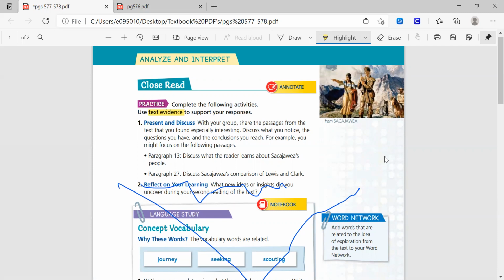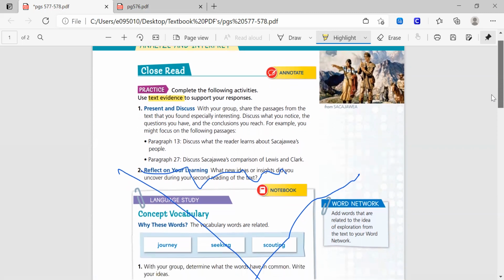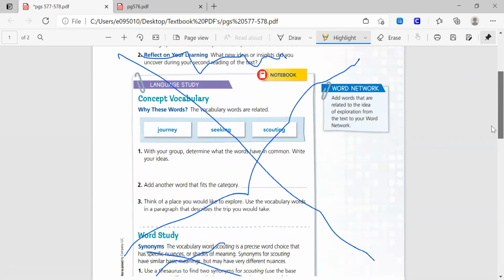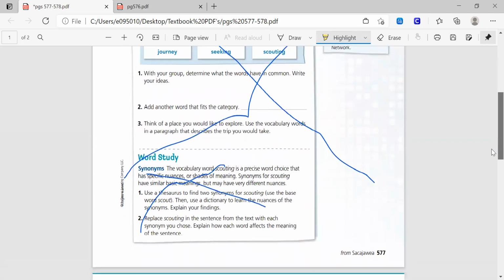Paragraph number 27, discuss Sacagawea's comparison of Lewis and Clark. So again, you're going to find paragraph 27, and she describes them. She compares them and has some differences between them. So please go ahead and write those down also. So number 1, paragraph 27, write down what that comparison is. And that's all we're going to do on this page. That's it, just having you look at some of that.